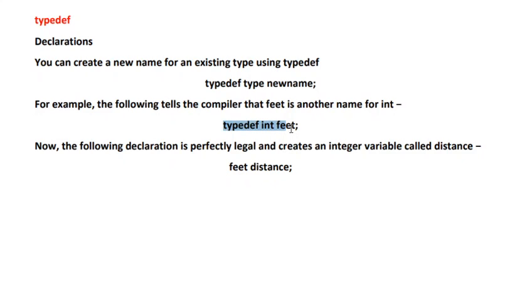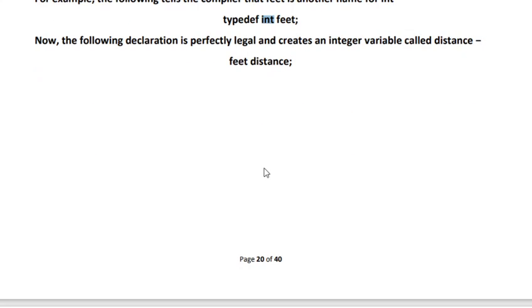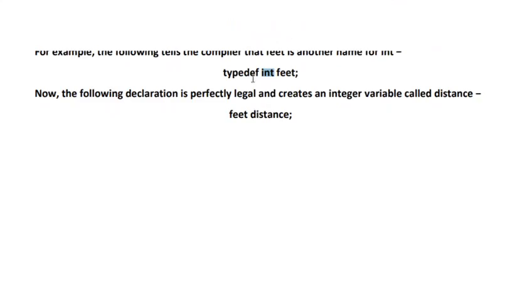So this is the way typedef works. You have typedef, type, and the name. So typedef integer and feet. If we are defining a data type feet which will have the characteristics of integer, later on feet can be used to declare a variable of type feet that has a resemblance with integer.